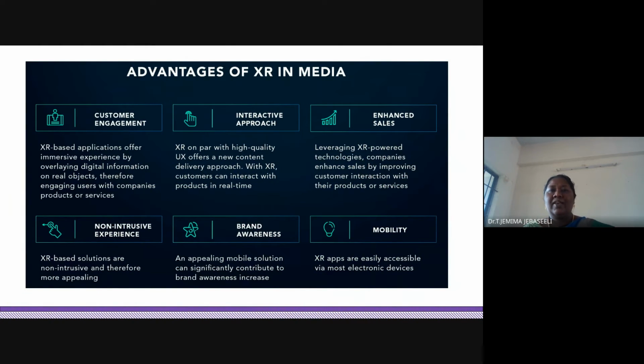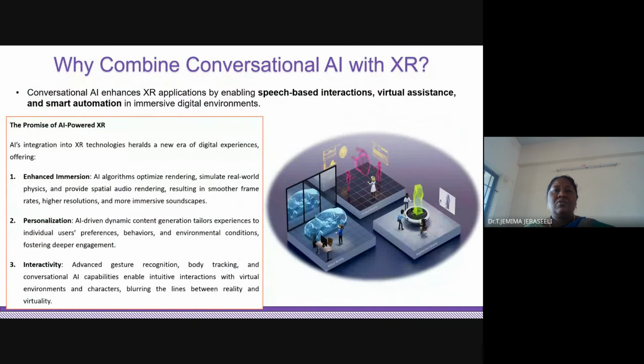So that is why the advantages of XR in media in this way. Okay. So why do we have to combine a conversational AI? So far, you all have done a conversational AI application, right? And why do you have to connect it with VR or XR? Okay, what is the use of it? Because it gives enhanced rendering and high resolution results, and it gives a real world feel to the customers. And personalization based on user preferences, behaviors.